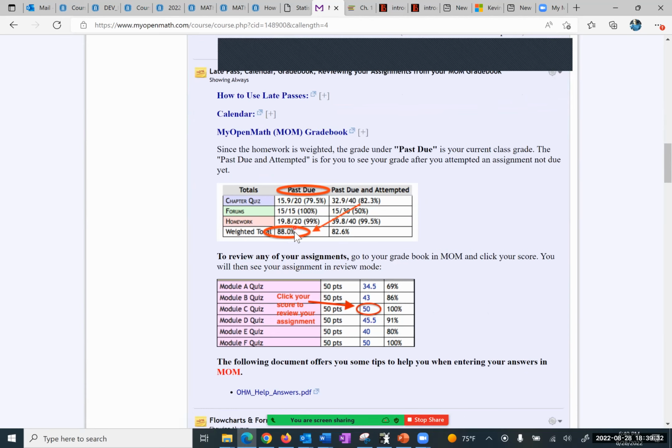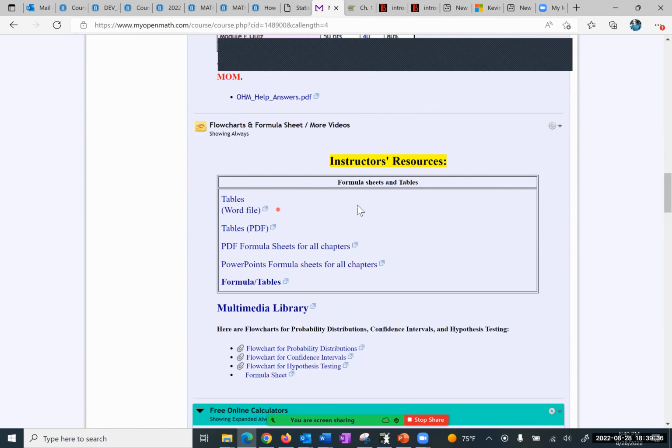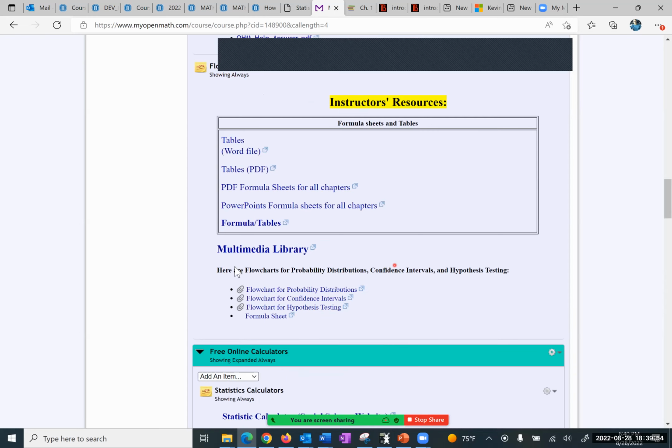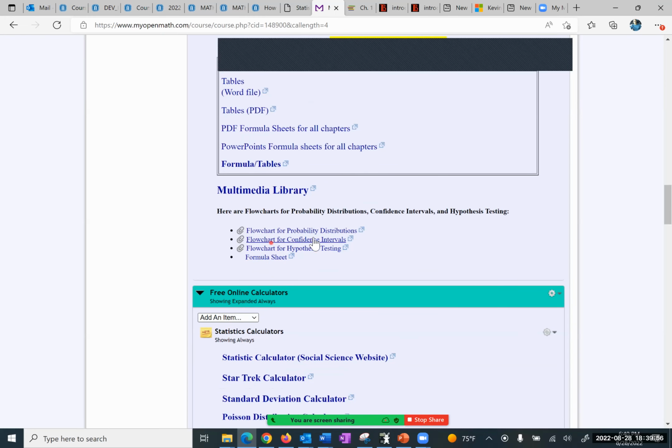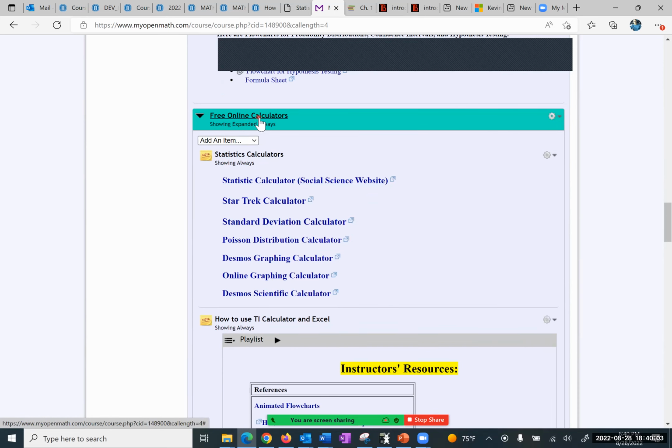Make sure you look at these resources. Flow charts, formula sheets. These are instructor resources. Those are my resources. The table, again, you found it under the module of Canvas also. The formula sheets, PowerPoint formula sheets for all chapters, I put them also under the resources here in case you need them. Multimedia library, there is a flow chart for probability distribution, hypothesis testing. Then look at the next one.